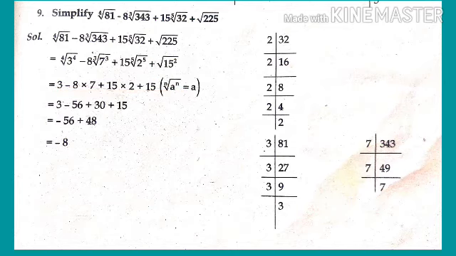That is equal to 3 minus 8 7s are 56 plus 15 2s are 30 plus 15. That is equal to minus 56, add 3, 30, 15, we get 48. After subtracting, we get minus 8.